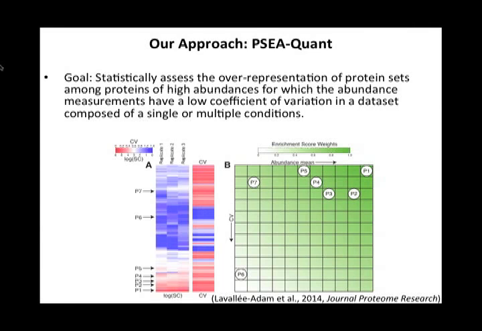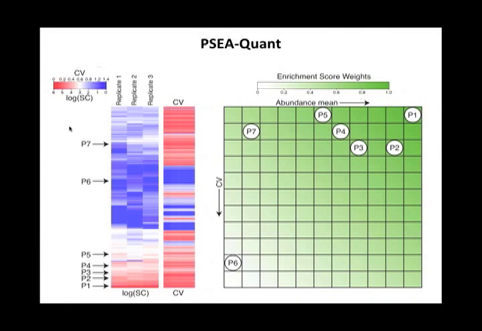And so this is a GSEA-inspired method, so gene set enrichment analysis-inspired approach, which is adapted for proteomics. And I should mention that this is published in the Journal of Proteome Research about a year ago now. And the way PSEA-Quant works, if we look at this toy example of a data set, we basically have a quantitative proteomics data set where we have 3 replicates, and along the heat map, we have 7 proteins that represent our toy example or a fictitious protein set.